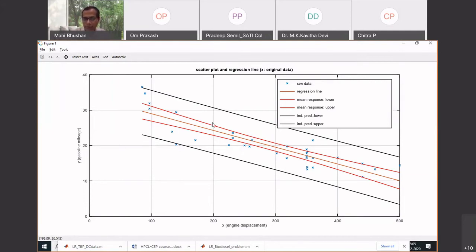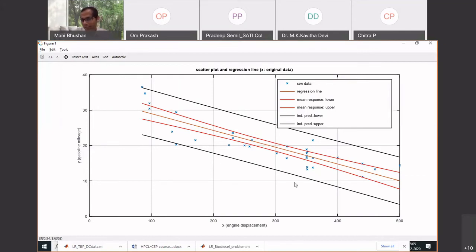Okay, let me talk about the red one also. The red one is a related quantity, something called the mean response, but let me not worry about it. Again, you're doing some interval. Let's look at the black one only.